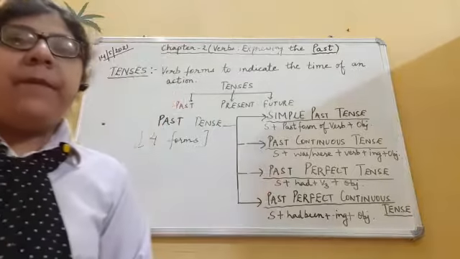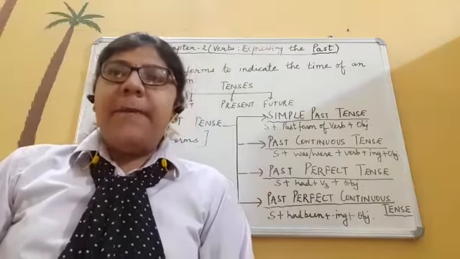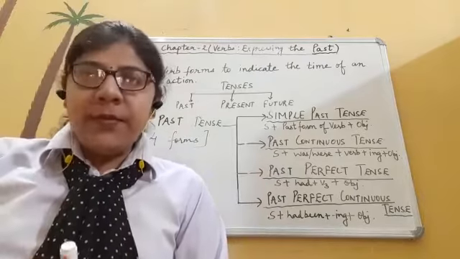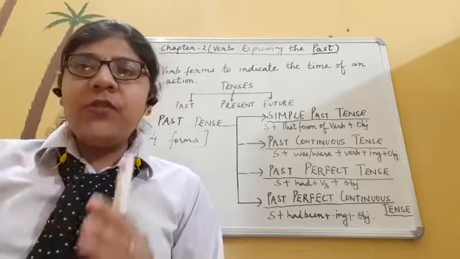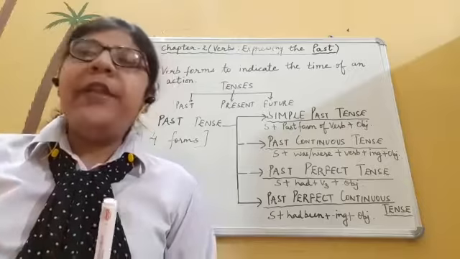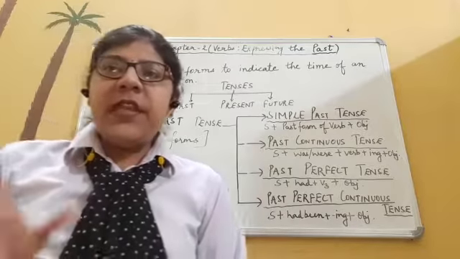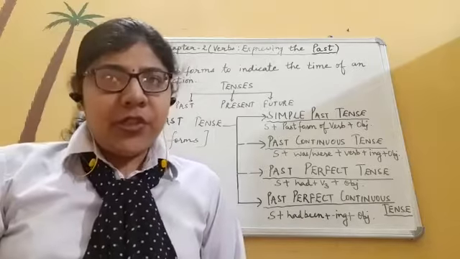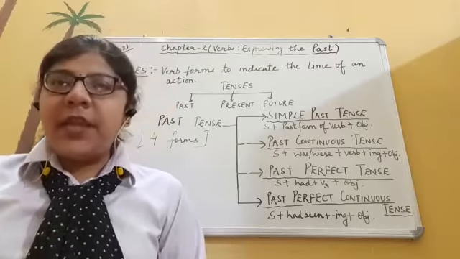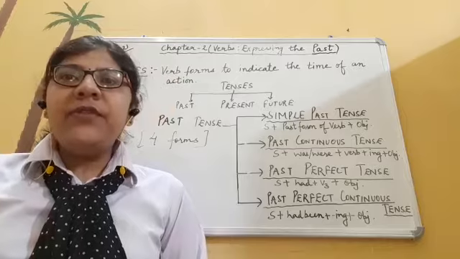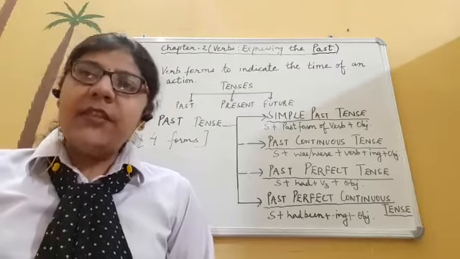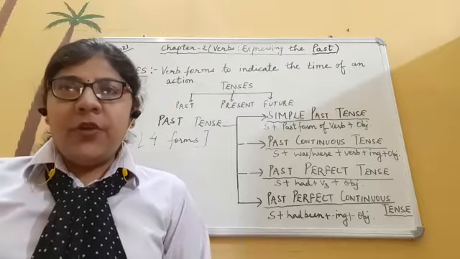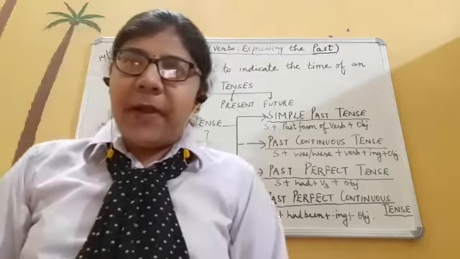Come to the next one, past continuous tense. Past continuous tense means any action which was in progress, which was going on at any point in the past. Just let me cite one example. If I say, I was traveling to Nagpur some days ago. I was traveling means the action in the past went on for some time, but it was happening in the past only.